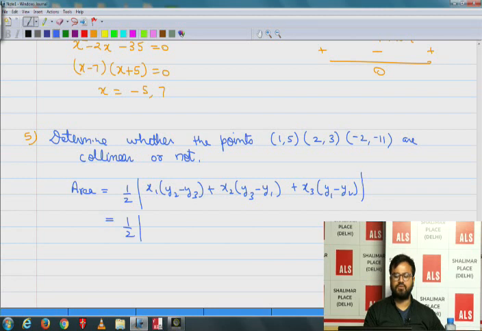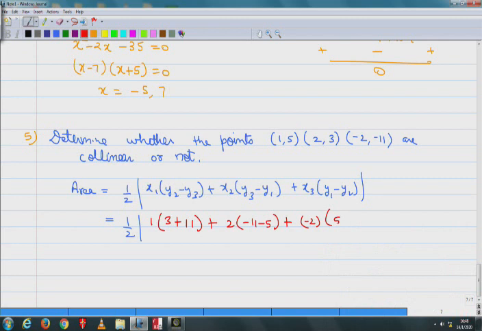So if we put the values over here, x1 can be taken as 1, then 3 minus of minus 11, that will become 3 plus 11. x2 can be taken as 2, then minus 11 minus 5. x3 can be taken as minus 2, and y1 minus y2, 5 minus 3. So 3 plus 11 is 14. The negative 11, negative 5 is negative 16 into 2, negative 32. And 5 minus 3 is 2, and then negative 4.